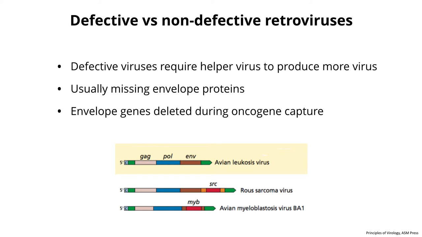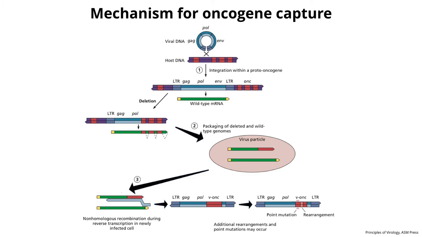Now, you may be wondering how these retroviruses capture a cellular gene. Because I told you a long time ago that once the retrovirus goes in the genome, it can't get out again, right? So you may be wondering, how does it come out with an oncogene? And that's a very good question. It's some odd aberrant event.